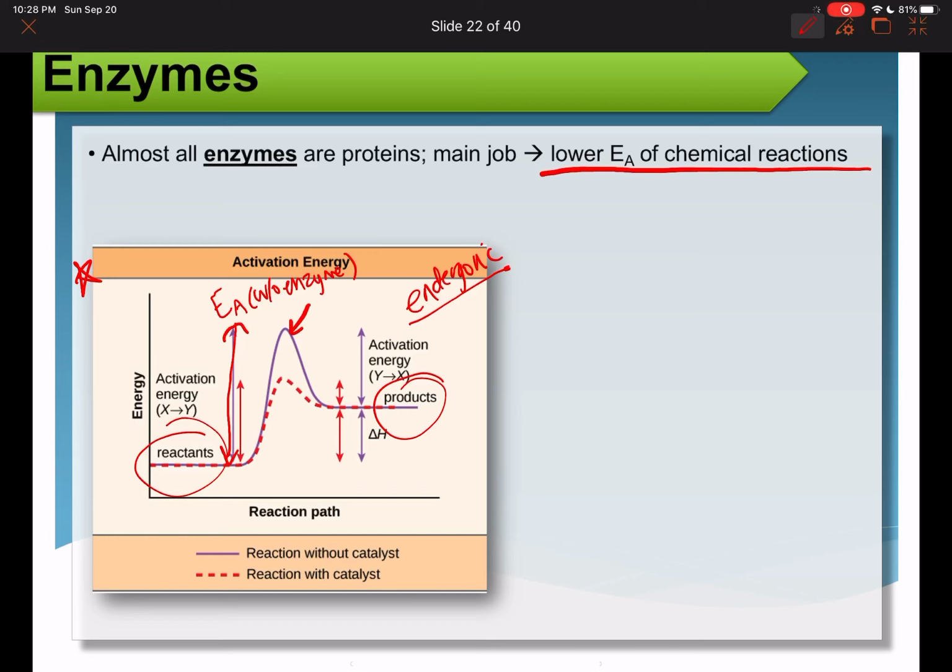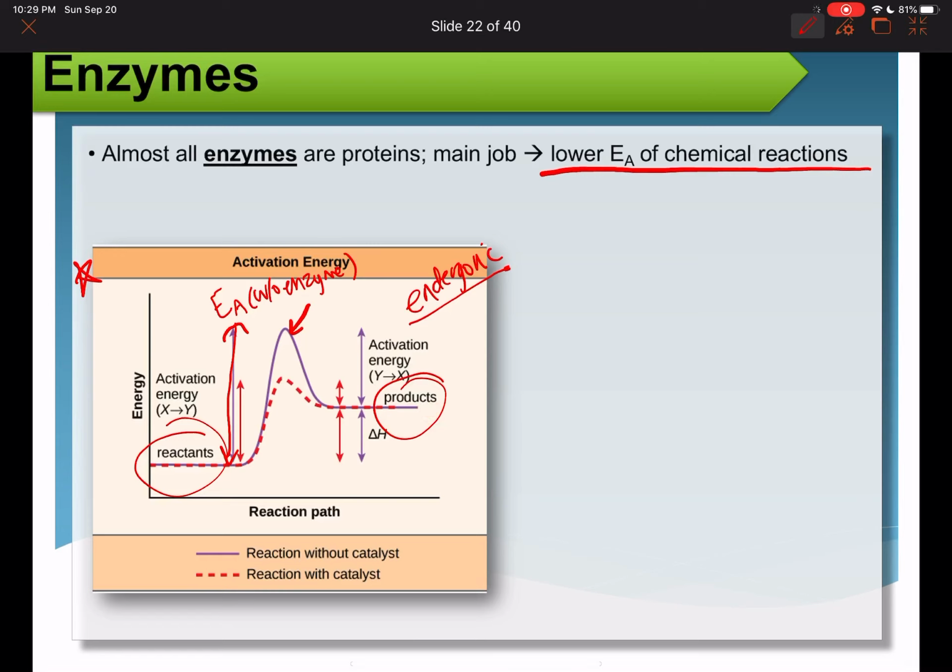But if you were to add an enzyme to the reaction, you're able to lower that hill by a significant amount right here. Okay, so instead of having to climb all the way up there, when you have an enzyme, we're following the red dotted line right here with a catalyst, which means with an enzyme. And you can climb the smaller hill, and then we're done. And we're going to go over to our products.